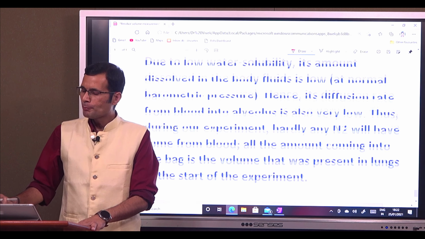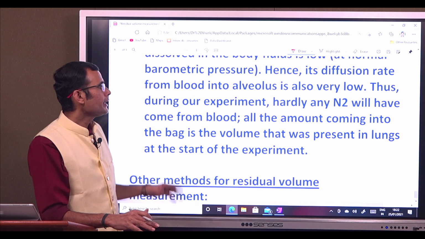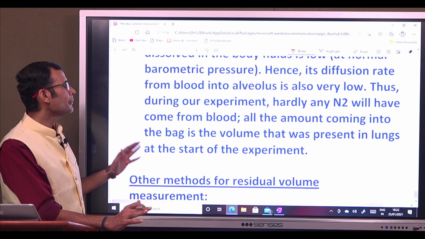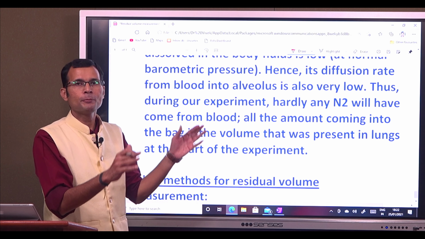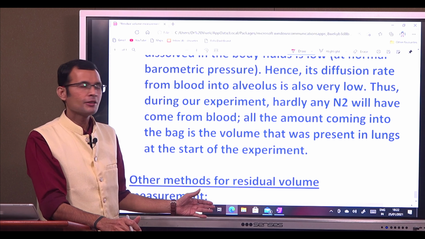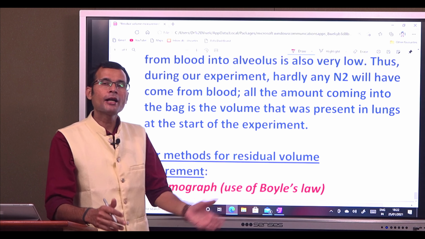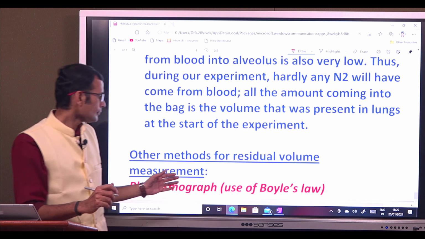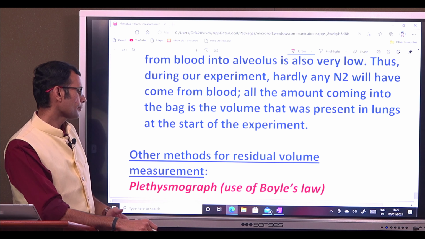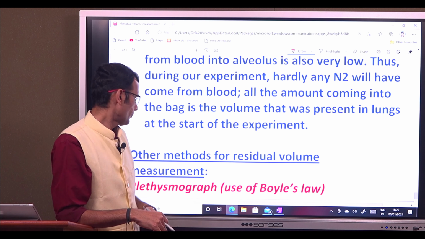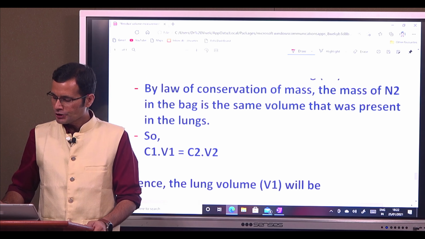Its diffusion rate from blood into the alveolus is very, very low, and therefore, in our experiment, all the nitrogen coming into the bag is from the volume that was present in the lungs at the start of the procedure. Okay, and that's the nitrogen washout method. There are other methods for residual volume measurement, like plethysmography. It uses Boyle's law, but that can be discussed at a later stage.